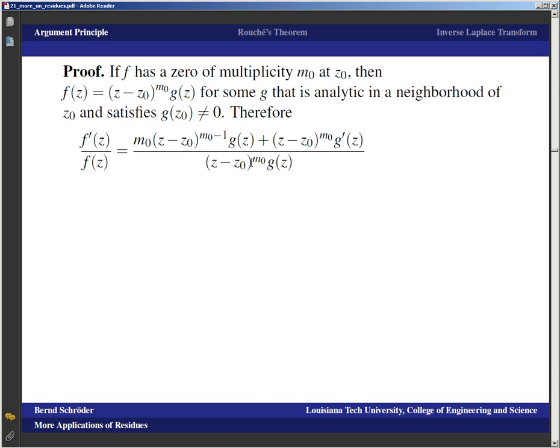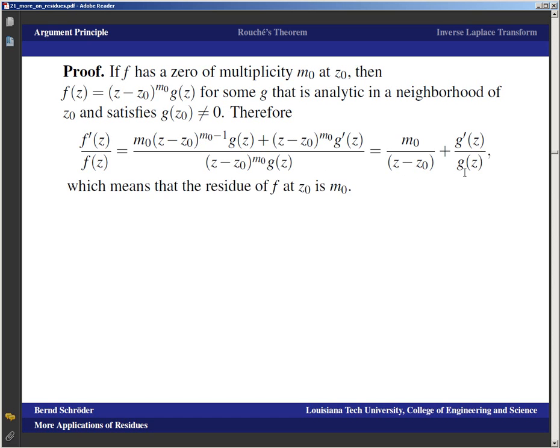And now we start simplifying that. I think we'll just break up the fraction again. If we cancel in the first fraction the g of z and the z minus z0 to the m0 minus 1, we just end up with m0 over z minus z0. And in the second one, if we cancel the z minus z0 power, we end up with g prime over g. But now that means that the residue of f prime over f at z0 is m0, because remember, g is analytic and non-zero at z0, which means this thing is analytic, so it has a residue of 0. And by definition the residue of this thing is m0.